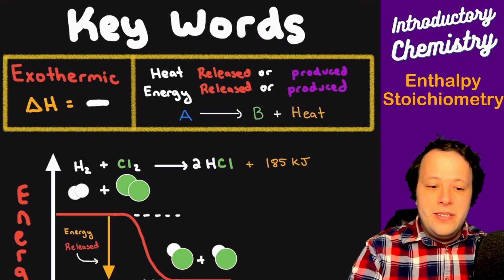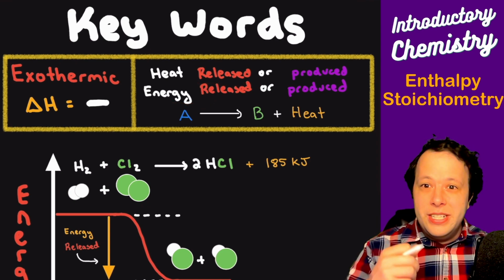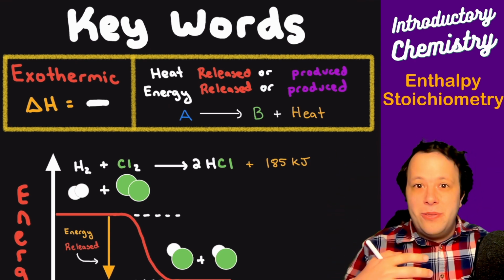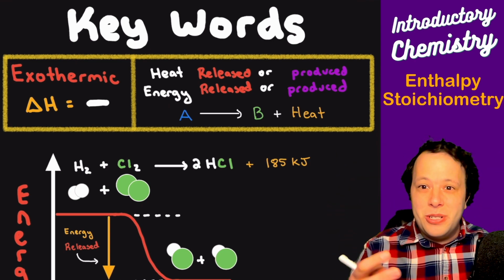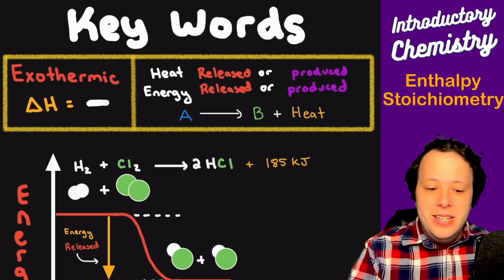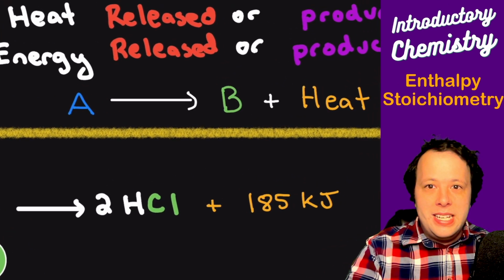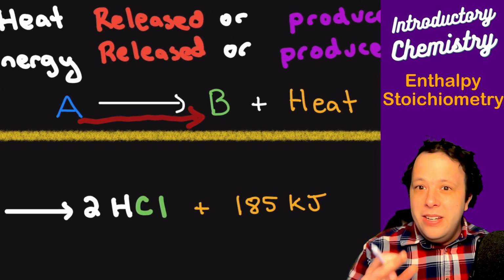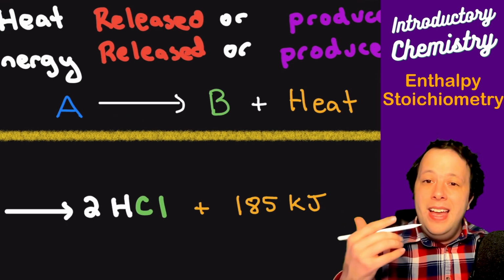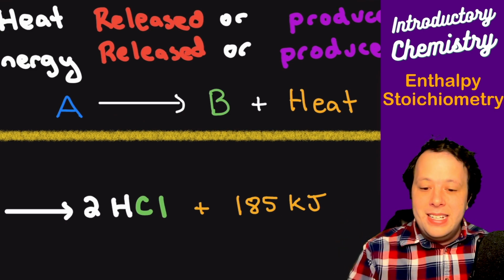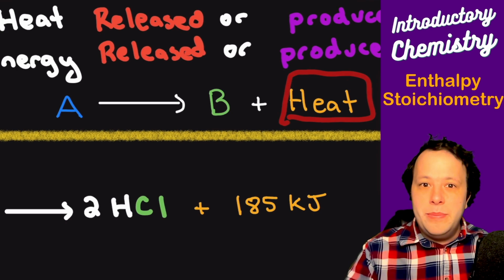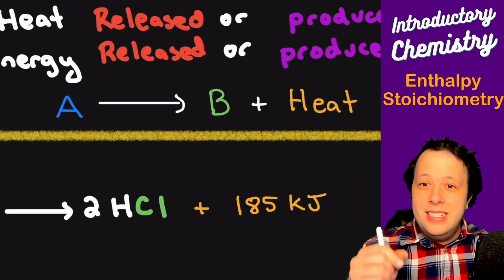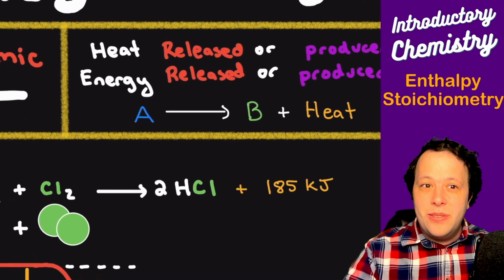Exothermic is all about how much heat or energy is being released, meaning it's coming out. It's being produced as a result. It feels really hot when we have something exothermic. When we look at a chemical reaction, we'll see A is going to B, reactants to products, and it's generating heat as a product. So that's really important to realize. Heat is a product when it comes to exothermic.